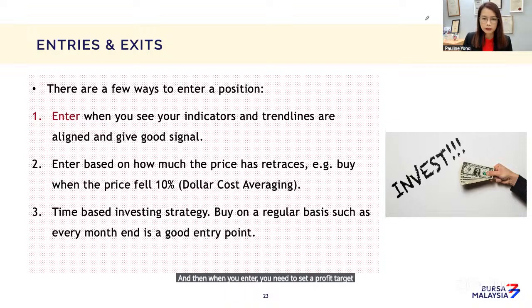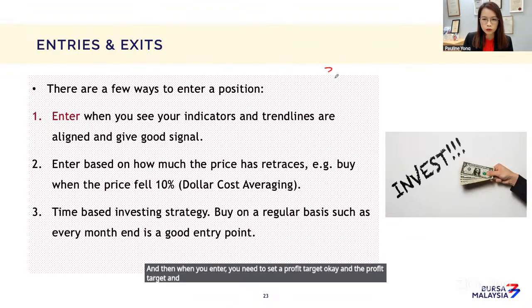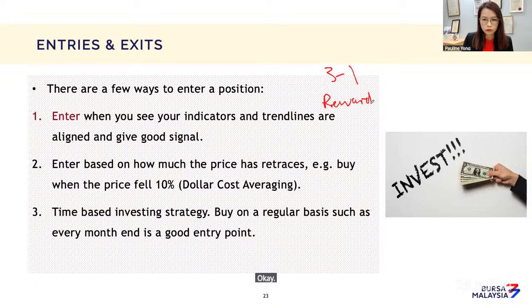The profit target and the cut loss should be 3-to-1 reward to risk. This is a standard reward to risk ratio.